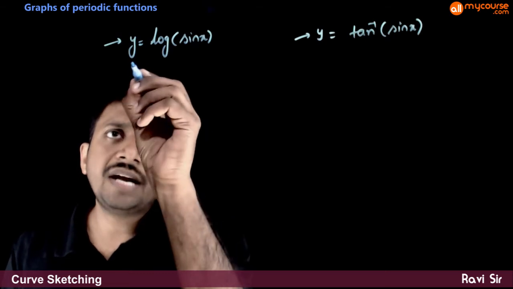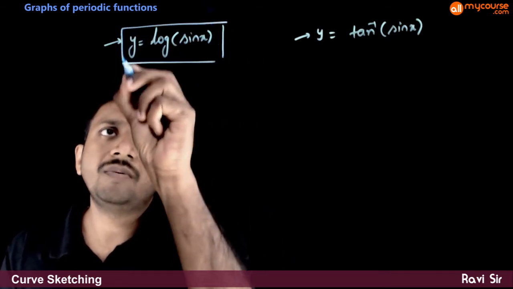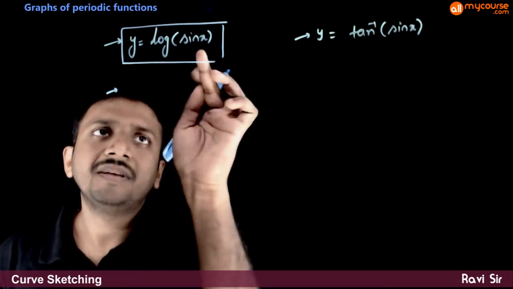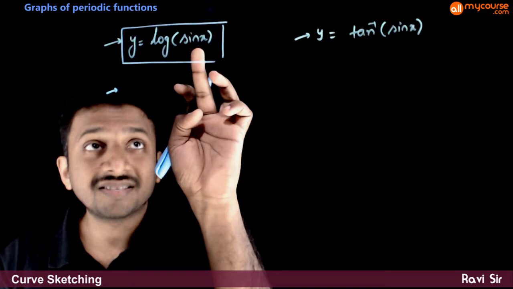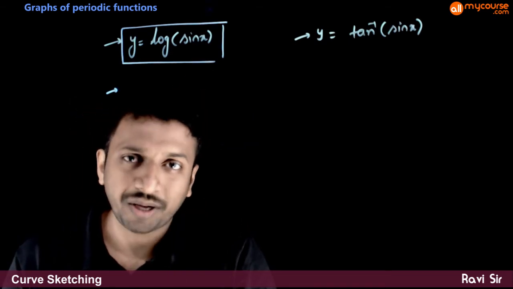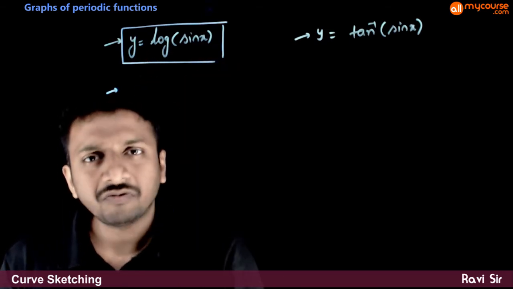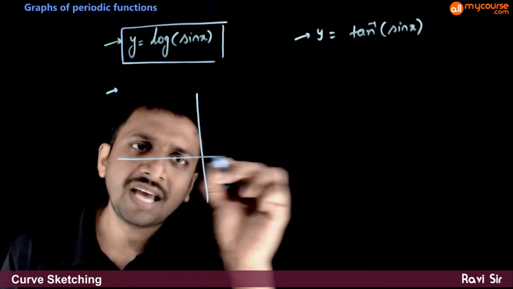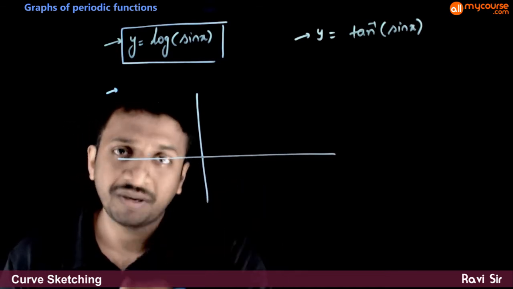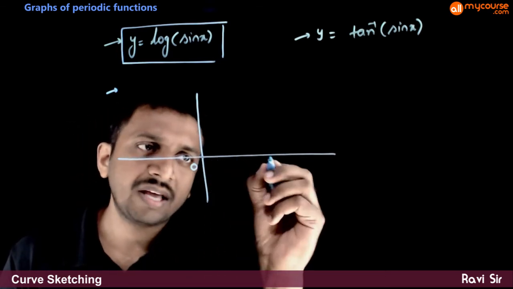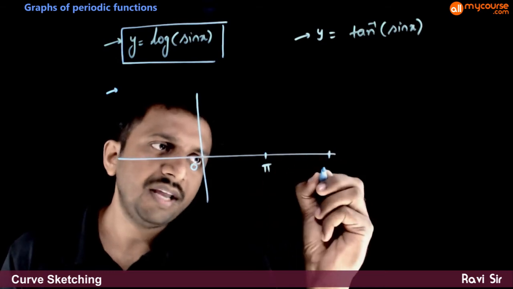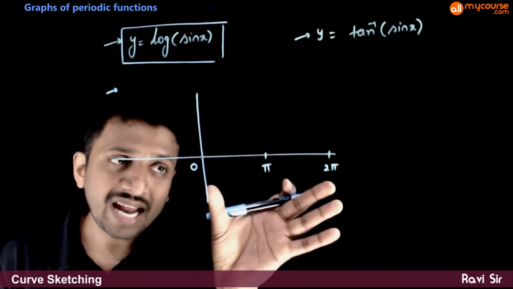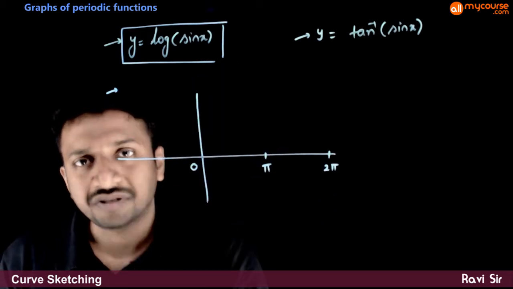So next, let us try to draw the graph of y is equal to log of sin x. Again, the innermost function sin x is a periodic function with period 2 pi. So this whole function will be a periodic function with period 2 pi. So you don't need to think about the whole domain. You just need to think about the graph between 0 and 2 pi. Now the graph has to be drawn by analyzing the values.